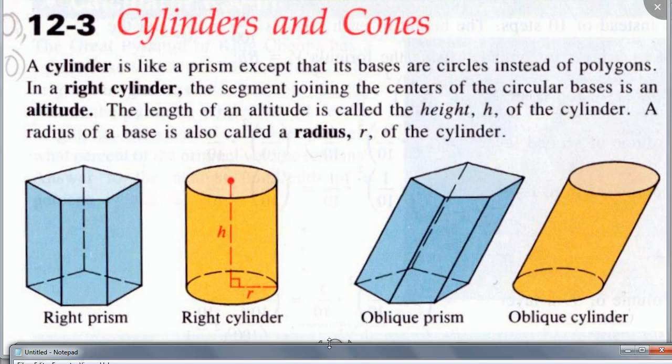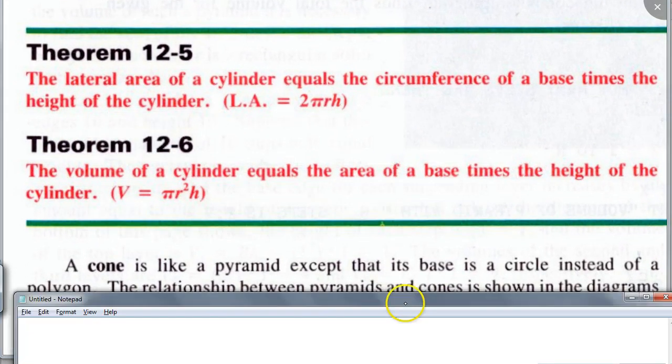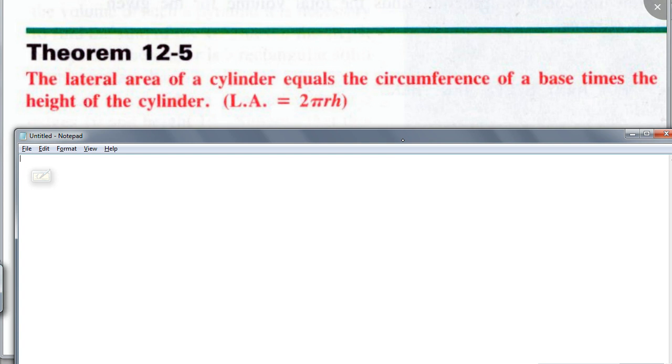Okay, a lot of you. It's really similar. If the lateral area for the right prism is the perimeter times the height, what would the lateral area for the cylinder be? How about Emily? Any guess? Yeah, it's the circumference times the height. And we know how to find the circumference of the circle, don't we? It's 2 pi r, right? And times the height. So the lateral area, you don't have to write the whole thing. You could just write LA equals 2 pi r h. That's up to you.